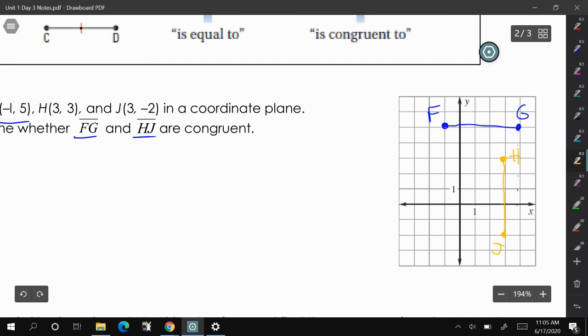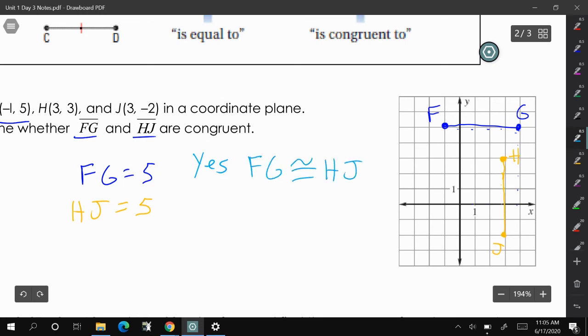So how can we tell if they're congruent? Well, if they're the same length, that means they're also congruent. So we can count FG. 1, 2, 3, 4, 5. So the length of FG is 5. And the length of HJ is also 5 if you were to count. So yes, FG is congruent to HJ because they have the same length.